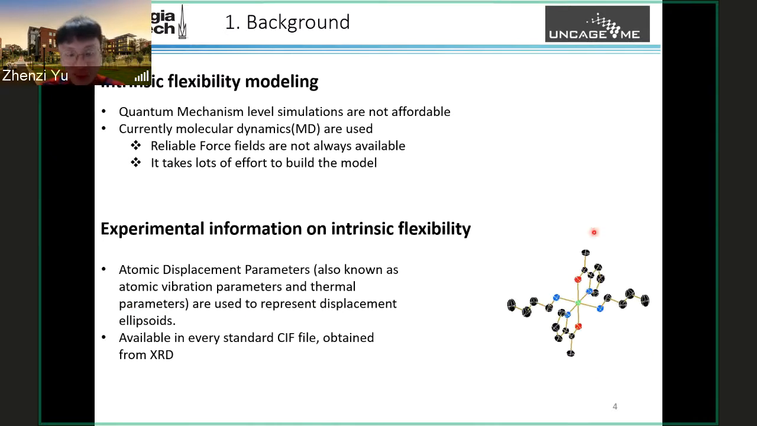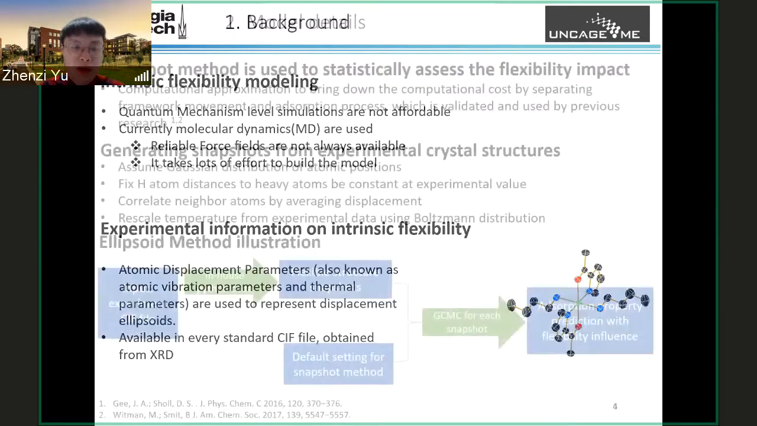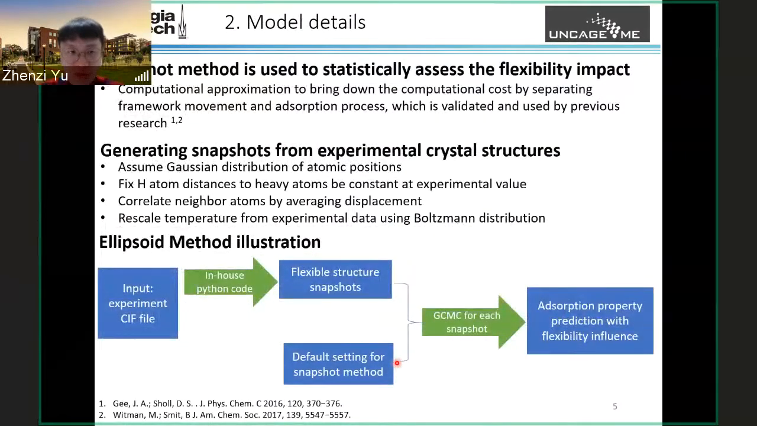As we can see from the figure on the right, the ellipsoid for each atom represents the vibration of an atom around its equilibrium state. This parameter is available in every standard CIF file and is obtained from XRD. Based on that piece of information from experiment, we are trying to build the model.